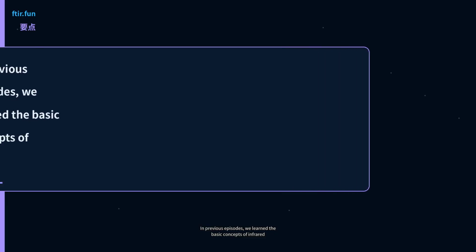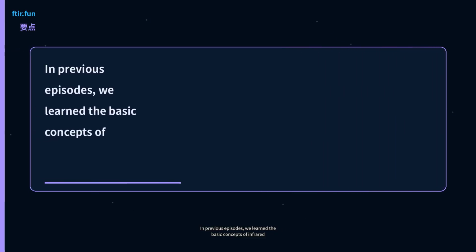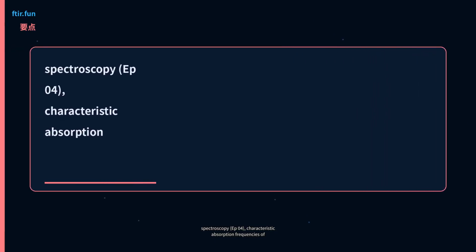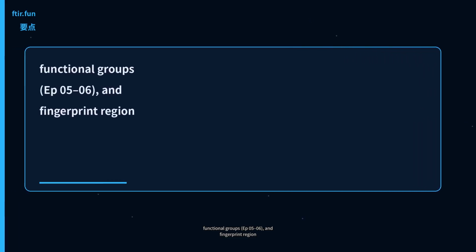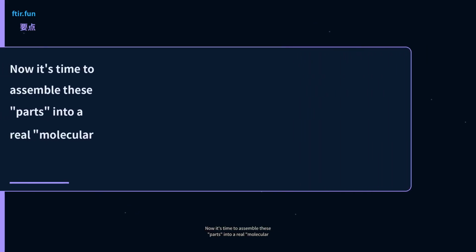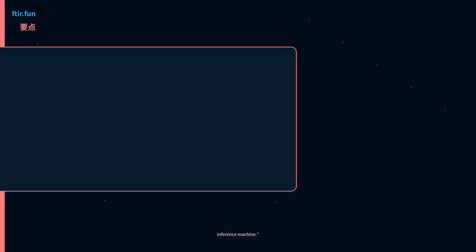In previous episodes, we learned the basic concepts of infrared spectroscopy, Ep04; characteristic absorption frequencies of functional groups, Ep05 and Ep06; and fingerprint region discrimination rules, Ep07. Now it's time to assemble these parts into a real molecular inference machine.